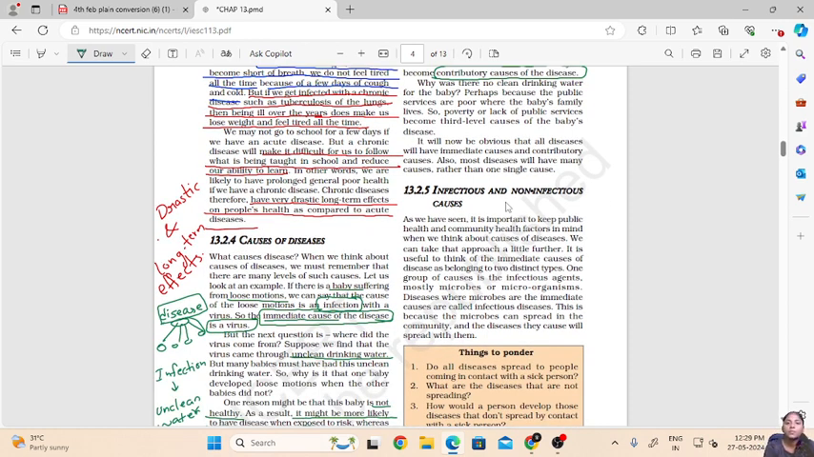Now why was the water unclean? This could be because of poor public health services. Maybe the family where the baby lived did not have proper public health services, so it could become the third level cause of the baby's disease.